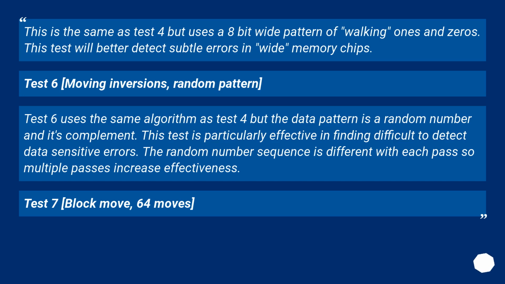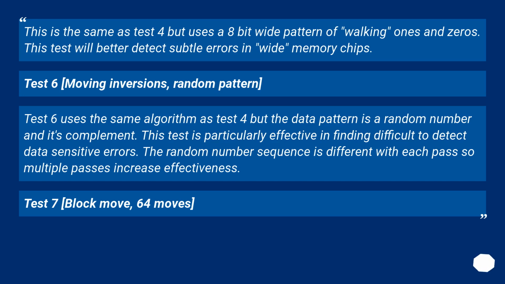Test 6, moving inversions, random pattern. Test 6 uses the same algorithm as test 4 but the data pattern is a random number and its complement. This test is particularly effective in finding difficult to detect data-sensitive errors. The random number sequence is different with each pass, so multiple passes increase effectiveness.